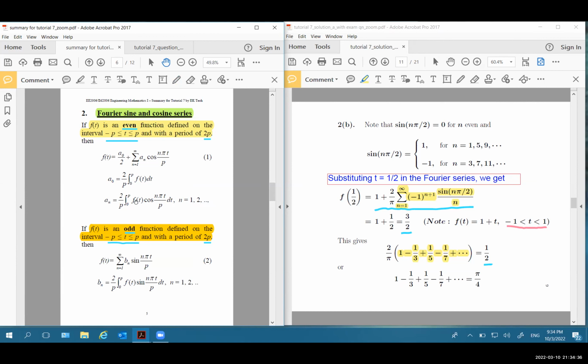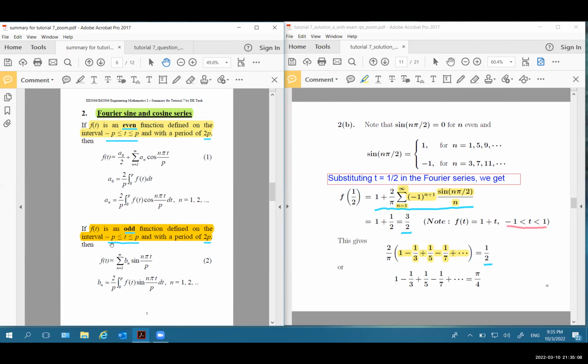Because f(t) is odd and cosine is even, odd times even is odd, and when you integrate from minus p to p you get 0. But for bn, sine is odd and f(t) is also odd, so odd times odd gives you even. Then integrating from minus p to p is the same as integrating from 0 to p and multiplying by 2 outside.